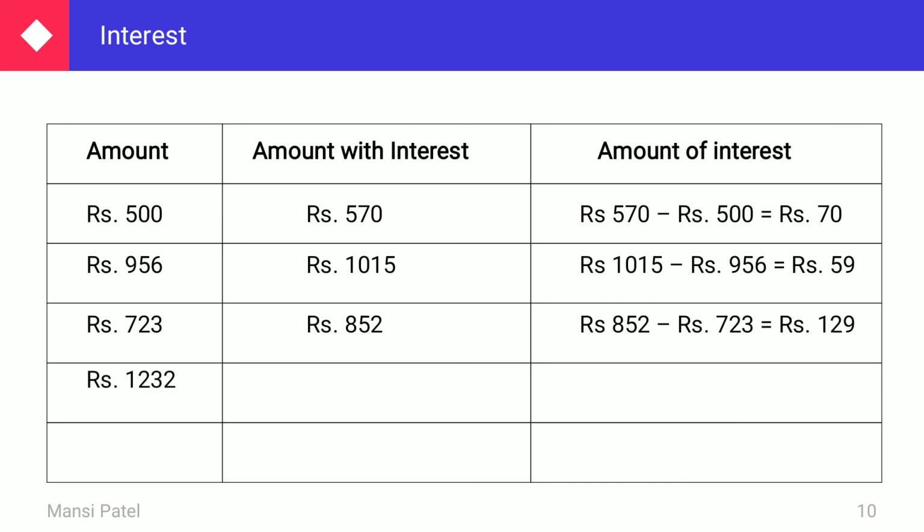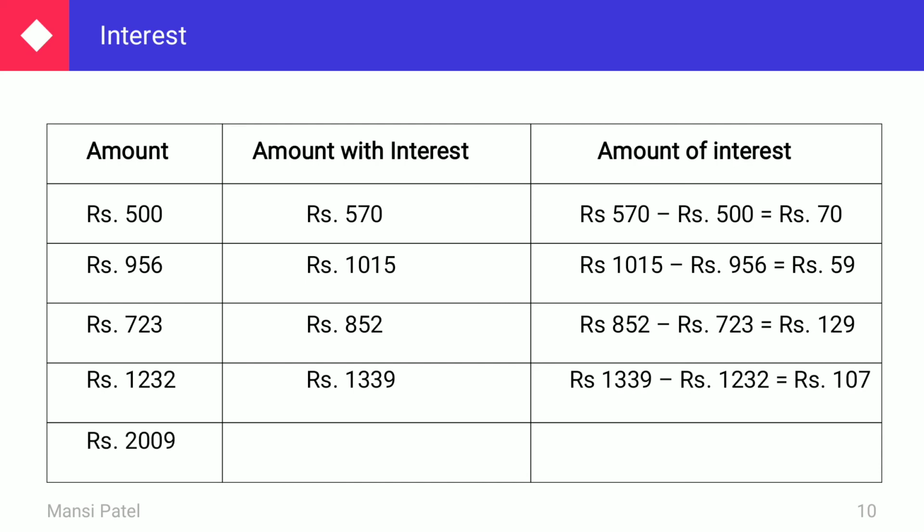Then another one: if your amount is 1232 and the amount with interest is 1339, now you have to find out the amount of interest. How can you find out the amount of interest? By subtracting 1339 and 1232. So your answer is 107. So this 107 is known as the interest.